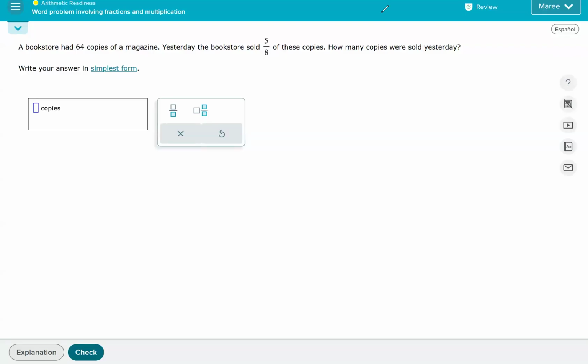This lesson is called Word Problem Involving Fractions and Multiplication.